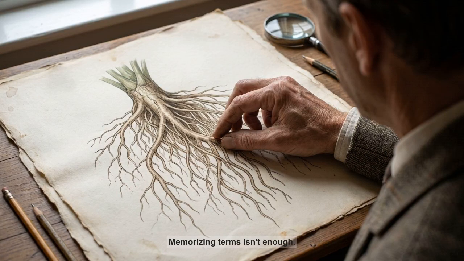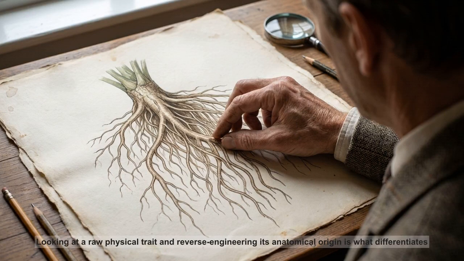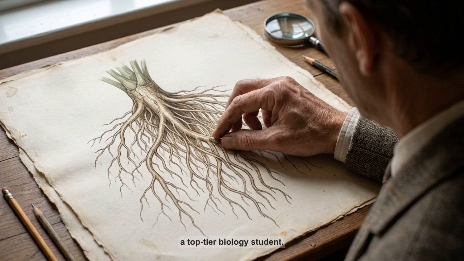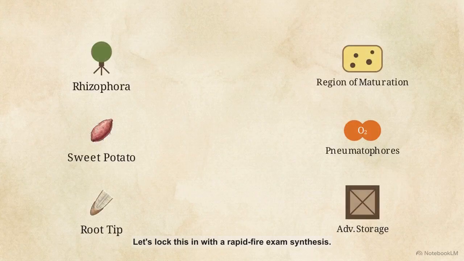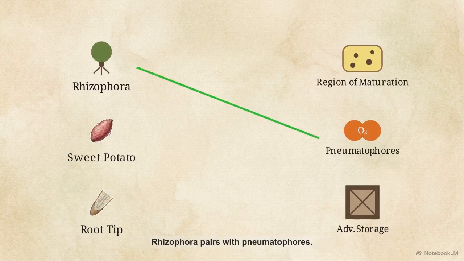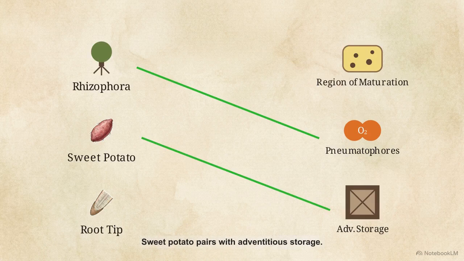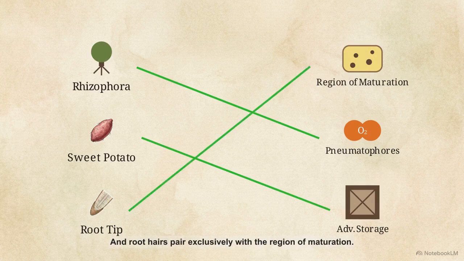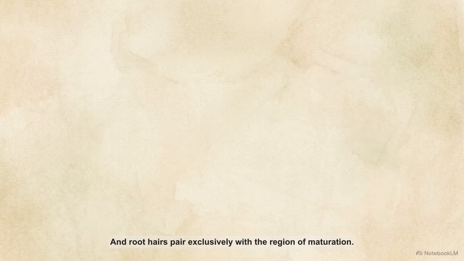Memorizing terms isn't enough. Looking at a raw physical trait and reverse engineering its anatomical origin is what differentiates a top-tier biology student. Let's lock this in with a rapid-fire exam synthesis. Rhizophora pairs with pneumatophores. Sweet potato pairs with adventitious storage. And root hairs pair exclusively with the region of maturation.